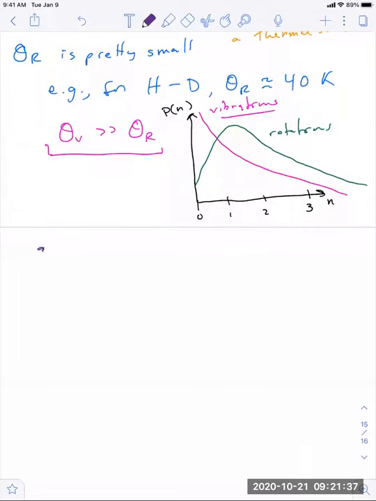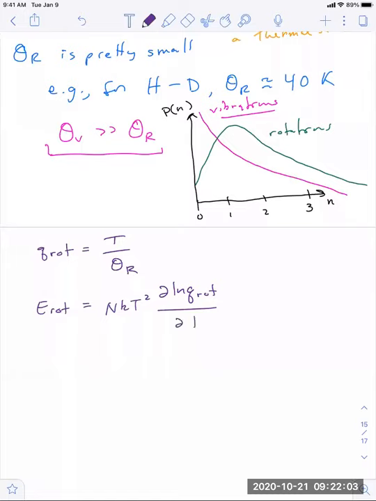So again, the rotational partition function we approximate as T over theta R. That's assuming high temperature, but that's usually a pretty good assumption because our rotational temperatures are so low. So then the rotational contribution to the energy, just as before, is nkT squared times the partial derivative of the log of this particular degree of freedom's partition function. And because this is just related to the log of temperature, this comes out to nkT. And our rotational contribution to the specific heat is just nk.